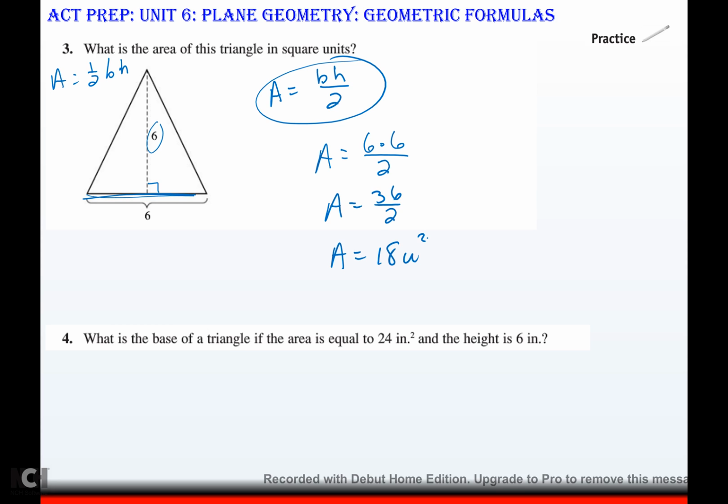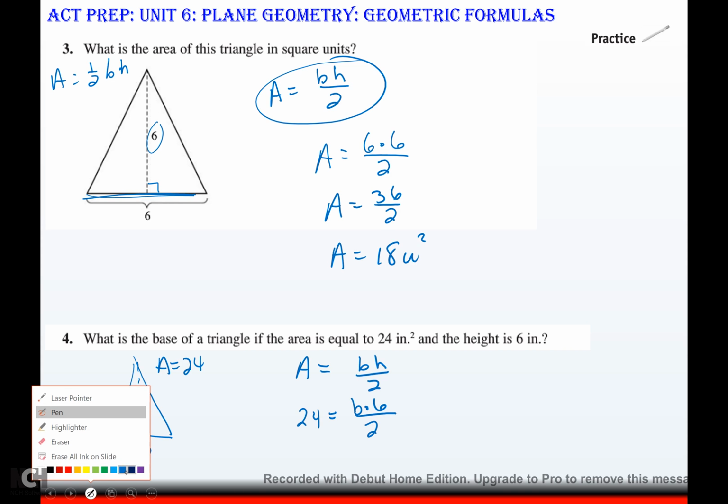Okay, number 4, it says, what is the base of a triangle? So they're looking for the base. They're giving me the area is 24 and the height is 6. Well, again, area equals base times height over 2. So plug in 24 for area. I don't know base, but I know height is 6, all over 2.